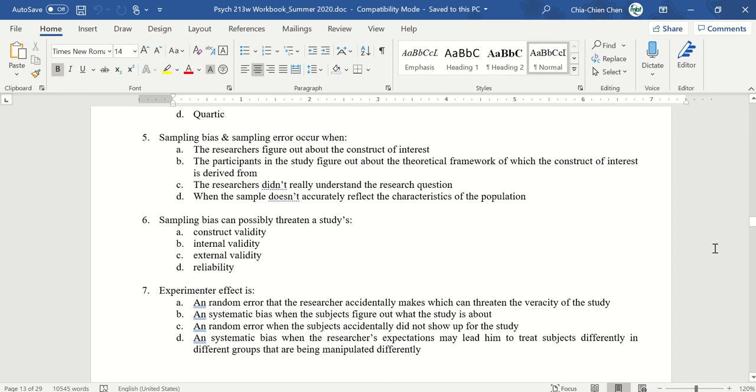Number 5, sampling bias and sampling error occur when, is it A, the researcher figures out what the construct of interest is? Is it B, the participants in the study figure out about the theoretical framework in which the construct of interest is derived from? Or is it C, the researchers didn't really understand the research question? Well, I can tell it's not that, okay? Or is it D, when the sample doesn't accurately reflect the characteristic of the population?